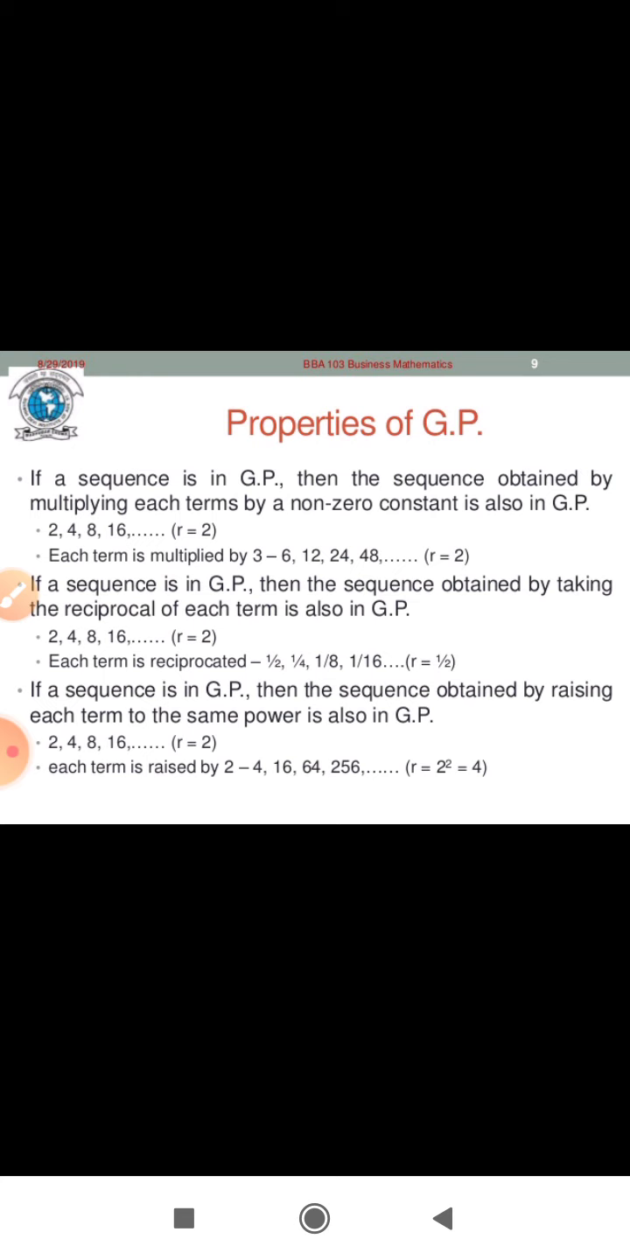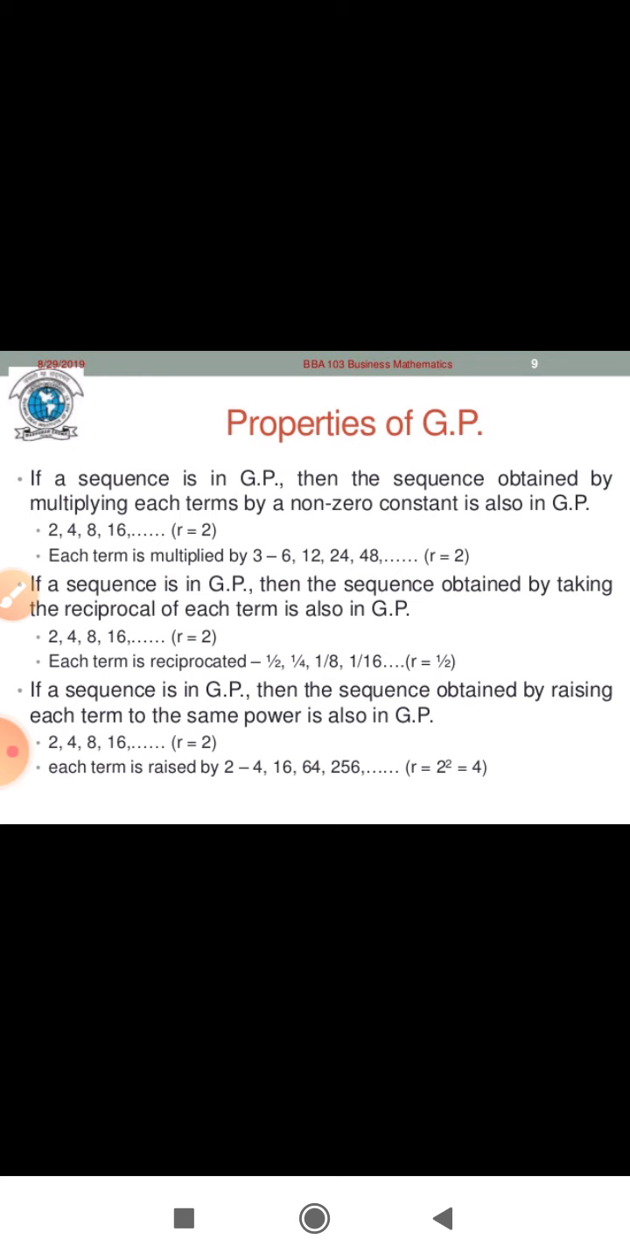If a sequence is in GP, then the sequence obtained by multiplying each term by a non-zero constant is also in GP. 2, 4, 8, 16, here r is equal to 2. Each term is multiplied by 3. The series will be 6, 12, 24, 48. It is again a GP. If a sequence is in GP, then the sequence obtained by taking the reciprocal of each term will also be in GP.